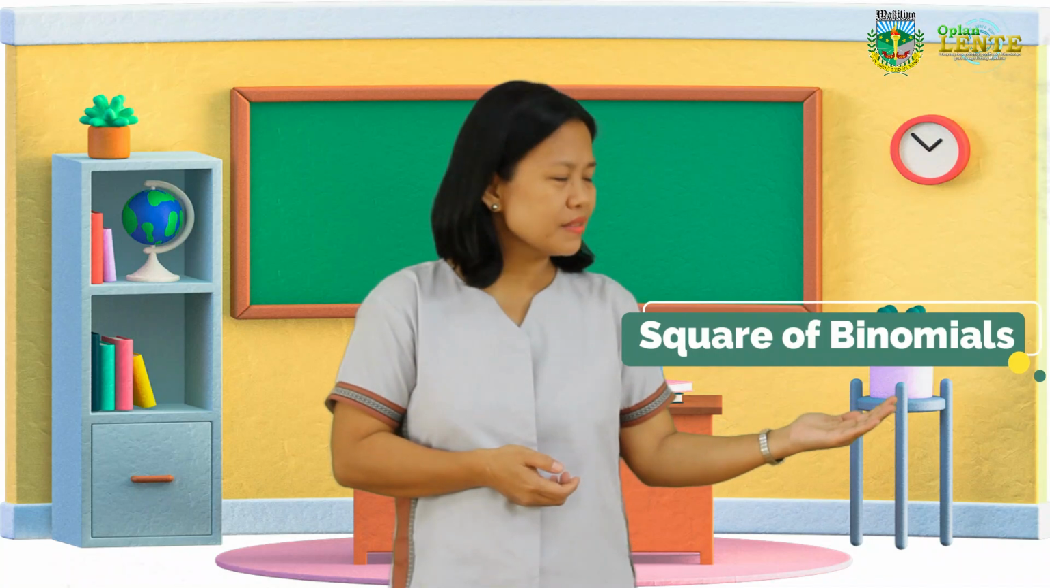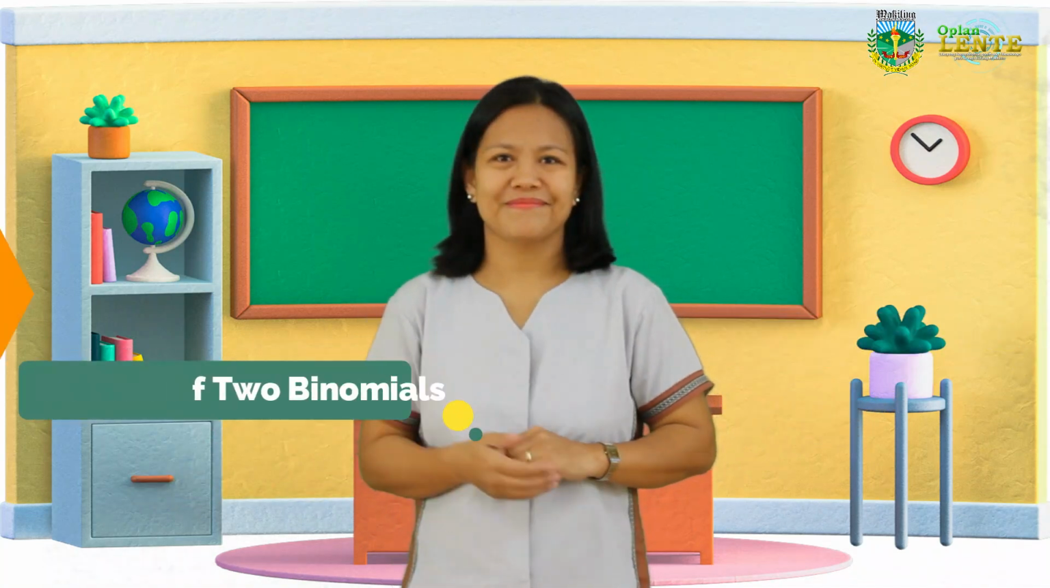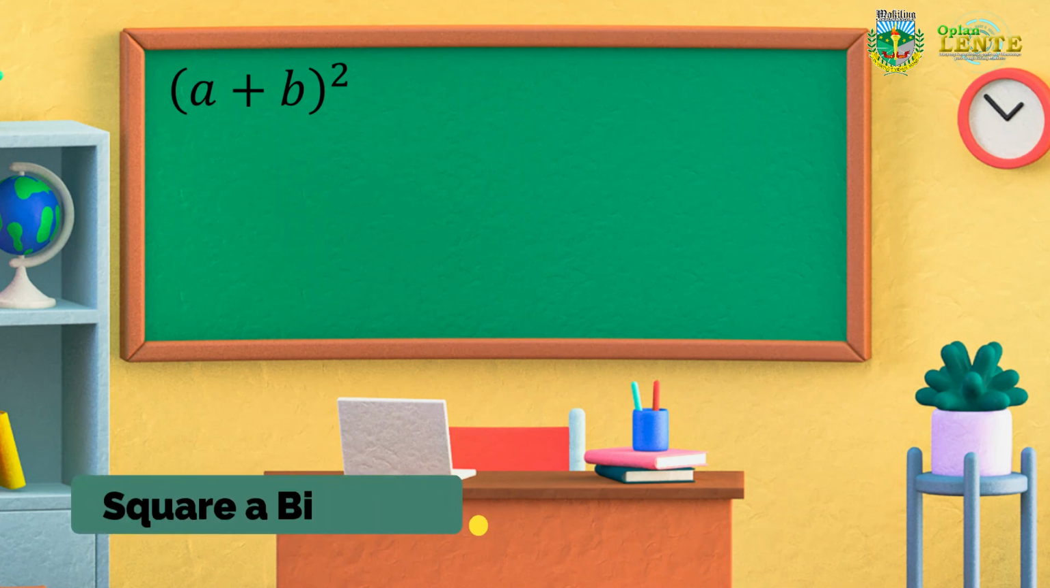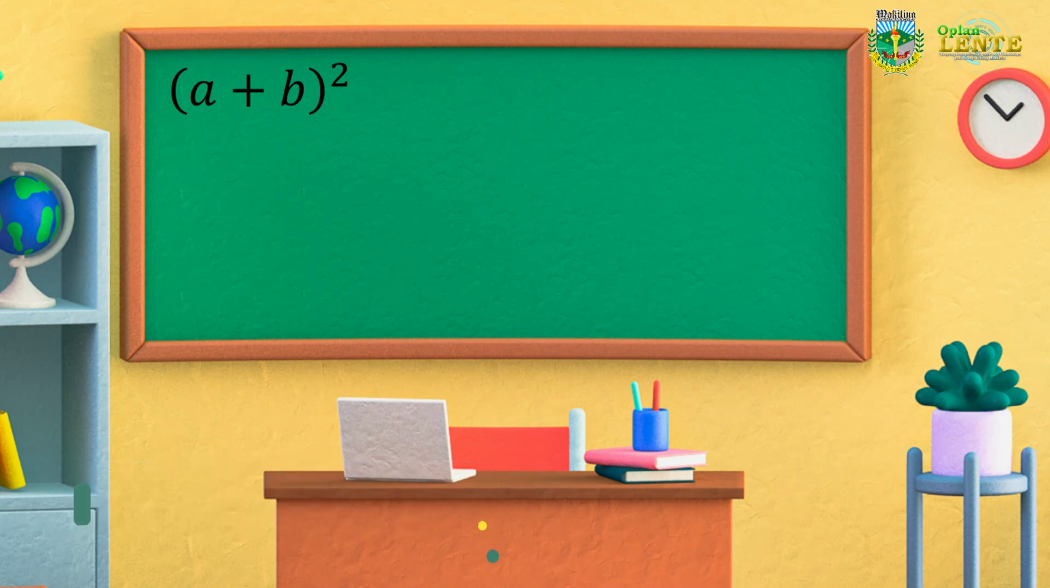Today, we will specifically discuss how to find the square of binomials and product of 2 binomials. When you square a binomial, you can use the following rules or steps. As a short example, let us solve the square of a plus b. Exponent 2 means that we need to square this binomial or multiply it by itself.